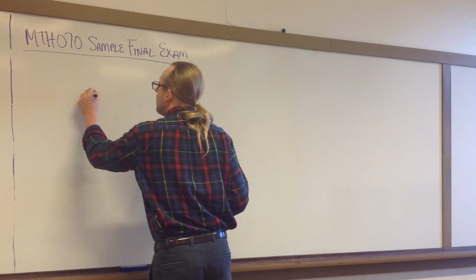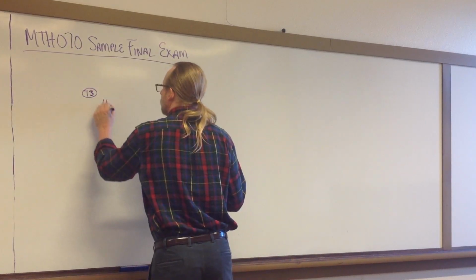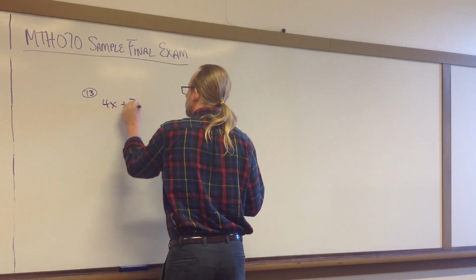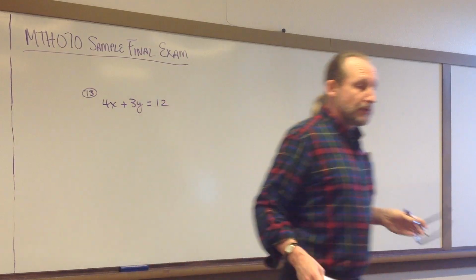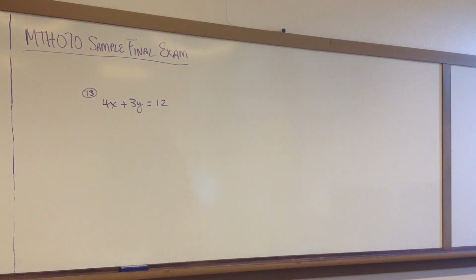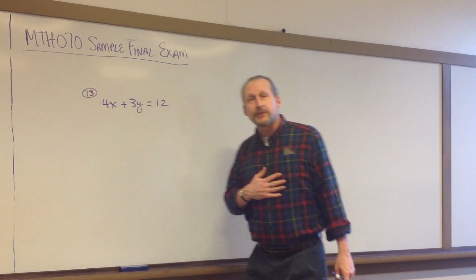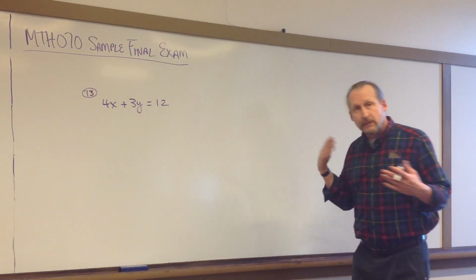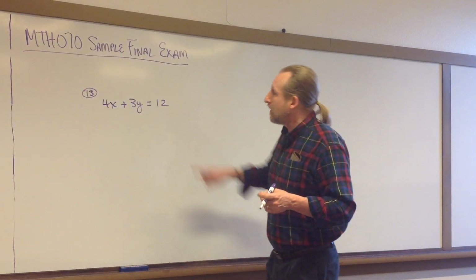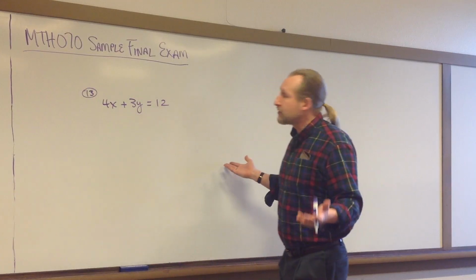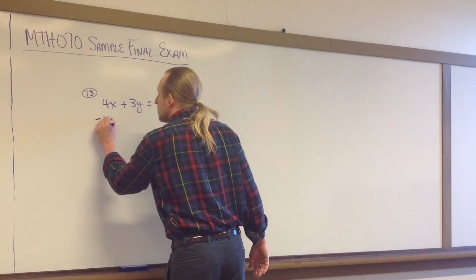Problem 13. Graph the following equation. 4x plus 3y equals 12. Now you can do this any way that you want, so long as it's correct. What I like to do is put this into slope-intercept form and graph it using the y-intercept and the slope. If you want to leave it as is and plug in x and y values and generate some points, that's fine. There's nothing wrong with that. But this is how I'm going to do it.